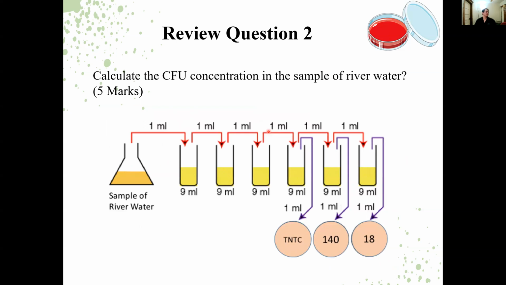Moving on, I'm going to ask you another one here. Calculate the CFU concentrations in the sample of river water for 5 marks. So here's your sample of river water. You've done these dilutions, and those are your plate counts resulting from the dilutions. So I want you to tell me what the original concentration was, or the original colony forming unit concentration in the river water was. I'm going to give you a couple of minutes here before moving on to the answer.